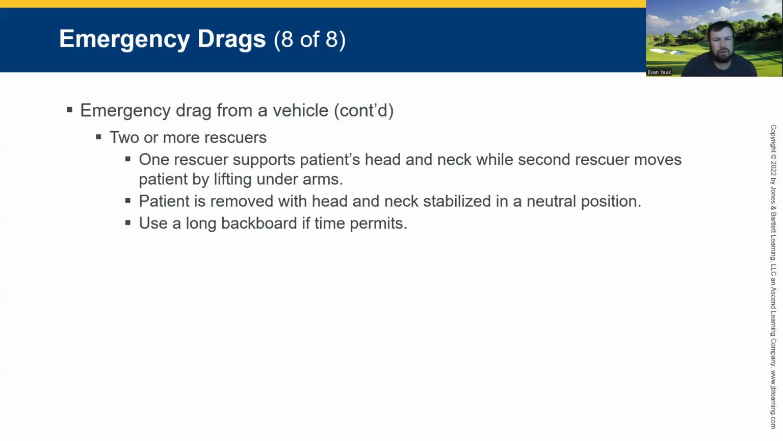Two or more rescuers. One rescuer supports the patient's head and neck, while second rescuer removes patient by lifting under the arms. Patient is removed with head and neck stabilized in a neutral position or natural position. Use longboard if time permits. So we will practice these once again, but in trauma situations, C-spine is important. So when possible, we need to hold that inline stabilization, keep that neutral inline position.